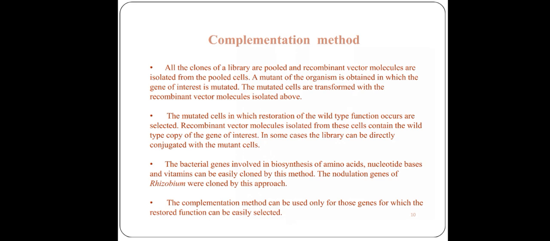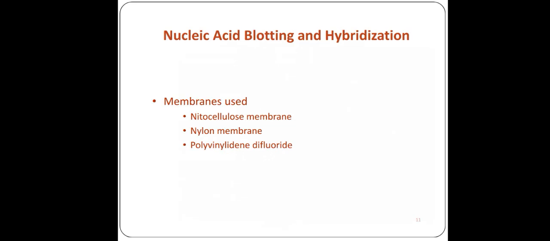In some cases, the library can be directly conjugated with the mutant cell. Bacterial genes involved in biosynthesis of amino acids, nucleotide bases, and vitamins can easily be cloned by this method. The nodulation genes of Rhizobium were cloned by this approach. The complementation method can be used for those genes for which the restored function can easily be selected.